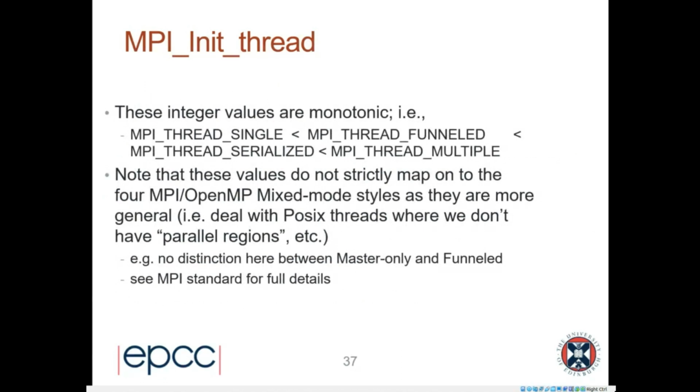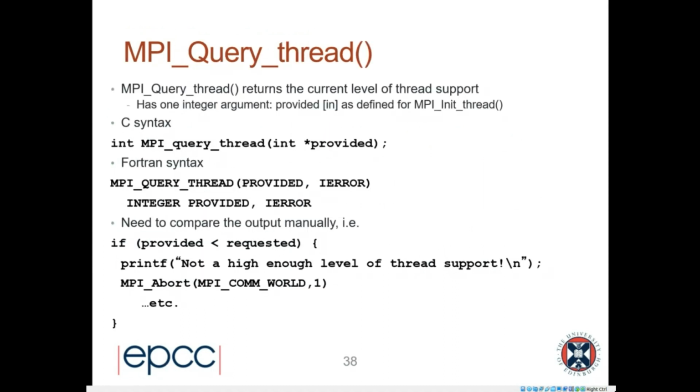The MPI standard also has a way of querying threads, returning the current level of thread support. So you can call this at runtime. Here, if provided is less than requested, print not high enough level of thread support, and an MPI abort, for example. So you can also query it. If you were writing a library routine which required threading support in the MPI library, you would call this and then say, look, you can't do it.